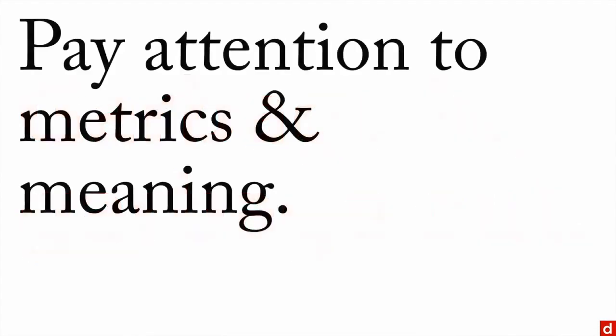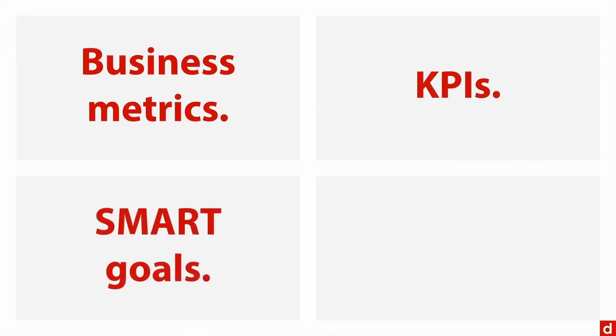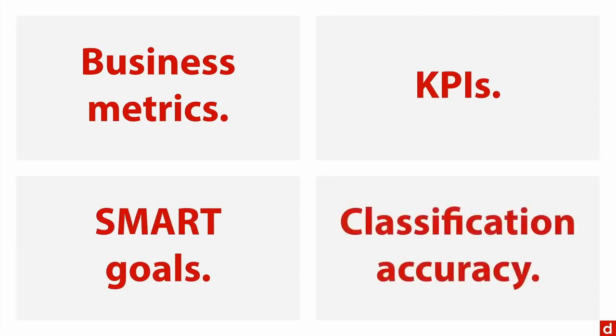Consequently, it's important to pay attention to metrics, or methods for measuring, and the meaning, exactly what it is that they tell you. There's a few ways you can do this. For instance, you can talk about business metrics. You can talk about KPIs, which means key performance indicators, also used in business settings, or SMART goals, which is a way of describing the goals that are actionable and timely and so on. You can also talk about, in a measurement sense, classification accuracy. And I'll discuss each of those in a little more detail in a later movie.